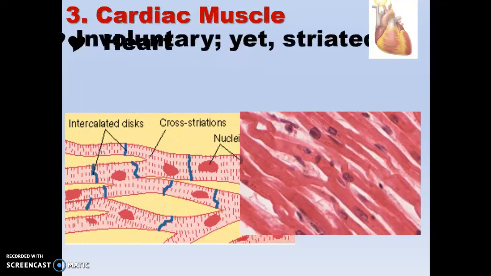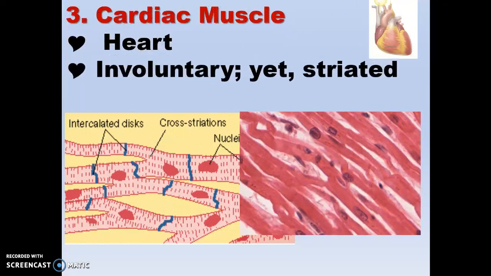So, heart: involuntary yet striated. Involuntary because you don't think about it. You don't have to think, beat, beat, beat. Otherwise, you die because you forget to think to make it pump.